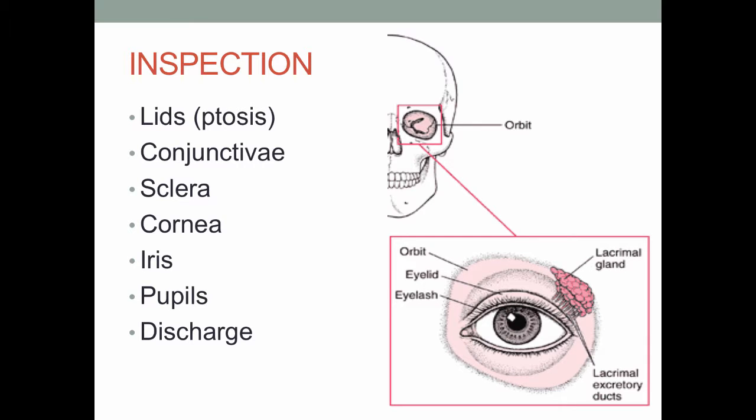You're going to start your physical exam with inspection, like we always do, and you're going to look at the lids. Is there any droopy lid or ptosis? Conjunctiva: both the palpebral and the bulbar conjunctiva should be clear and should be inspected. Look at the sclera, the cornea, the iris, pupils, and note any discharge.